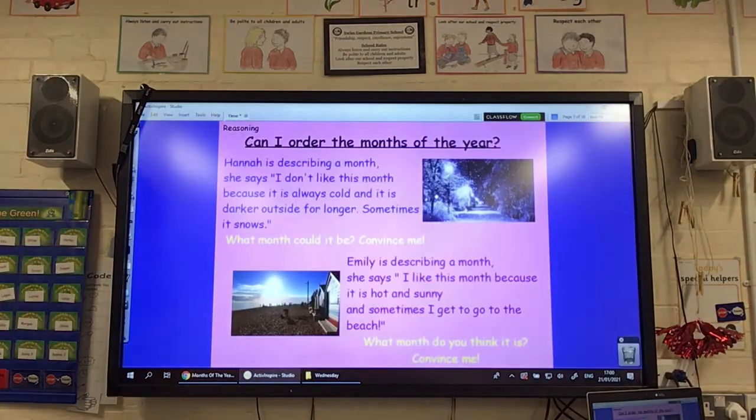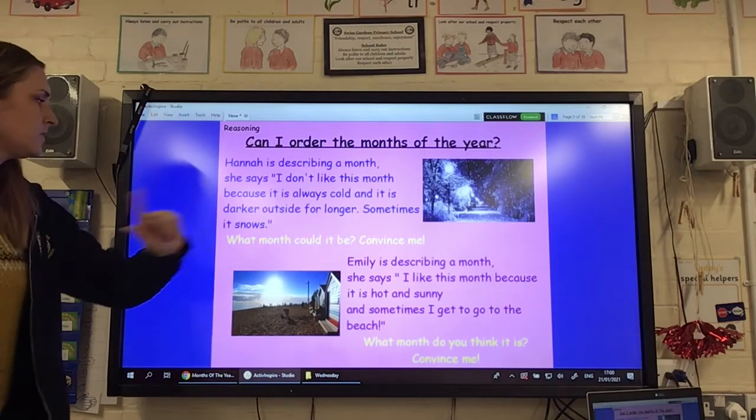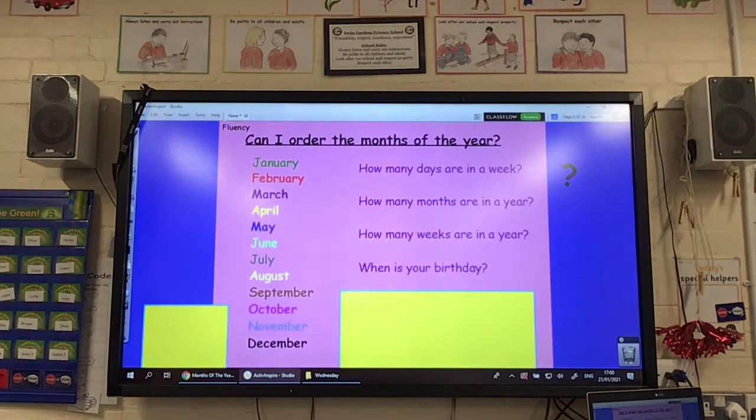Next, reasoning. Emily is describing a month. She said, I like this month because it's hot and sunny and sometimes I get to go to the beach. Which of these months tend to be the hottest and the sunniest? Why? Explain to me.